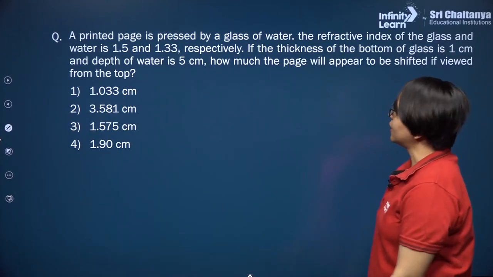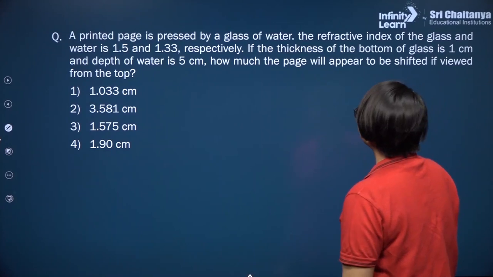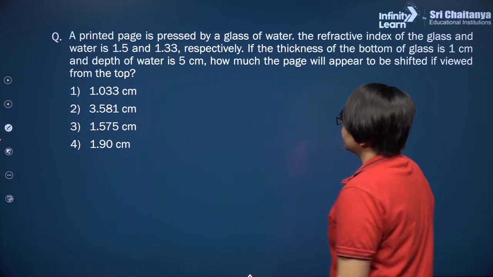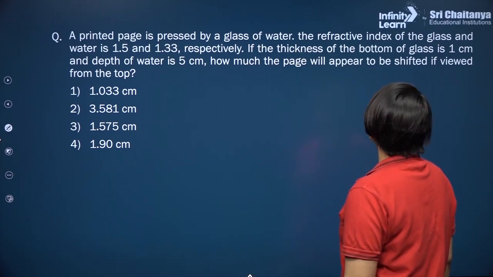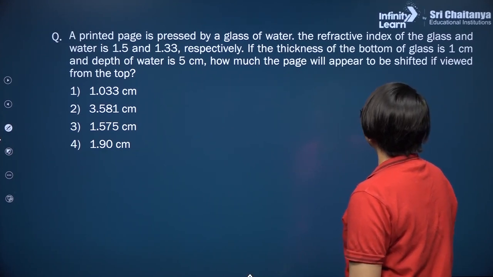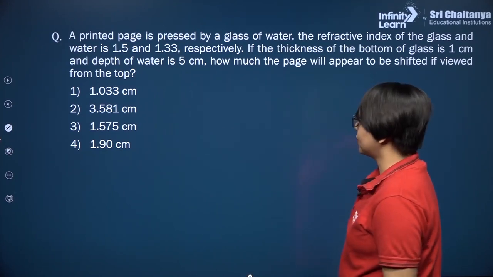Next is this one. A printed page is pressed by a glass of water. The refractive index of the glass and the water is 1.5 and 1.33 respectively. If the thickness of the bottom of the glass is 1 centimeter and the depth of the water is 5 centimeter, how much will the page appear to be shifted if viewed from the top?